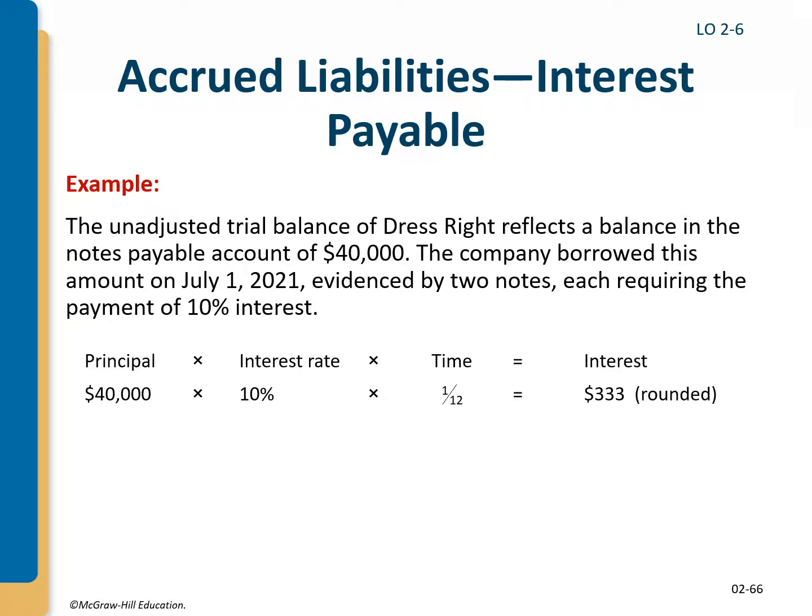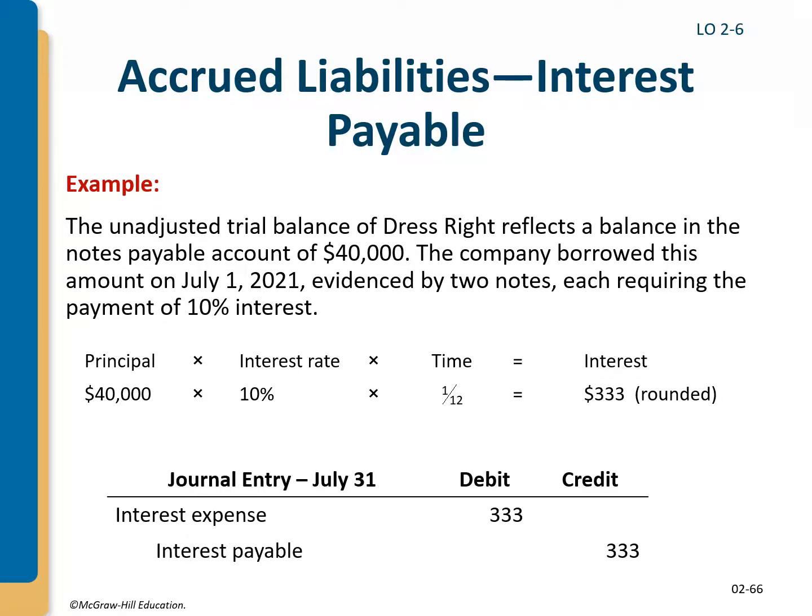And in this case, we would take the $40,000 borrowed times the 10% interest rate, which is a 12-month interest rate for 12 months. So we want to know 1 month of 12. So the interest that's occurred on this note payable is $333. So we want to increase interest expense, $333, because that interest has happened. Since we're not paying it, we have to credit a liability, interest payable, to show if it was due, we would have had to pay $333 for the interest that occurred this month, July.